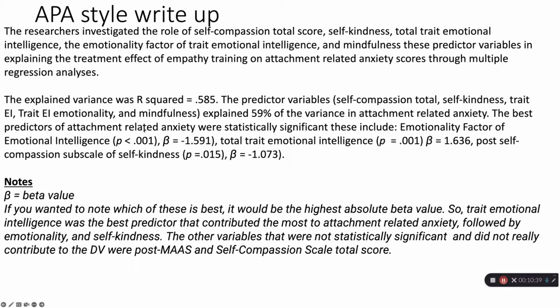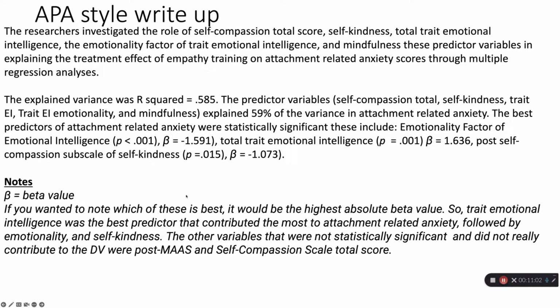The best predictors of attachment-related anxiety were statistically significant. These include the emotionality factor of emotional intelligence, and then we want to insert our p-value that comes from the coefficients table, as well as the beta value. And then we list this for each of the statistically significant items. Now, a couple notes: this cursive B is our beta, what represents our beta value.